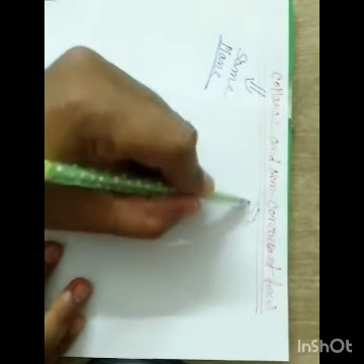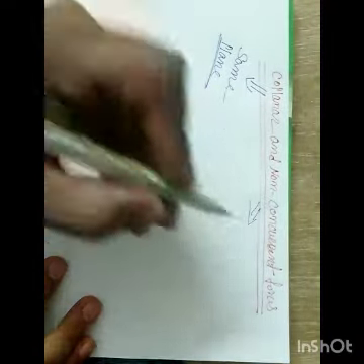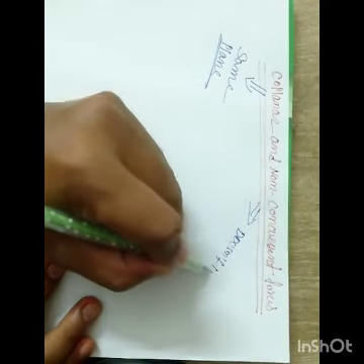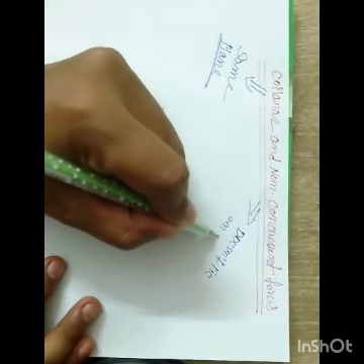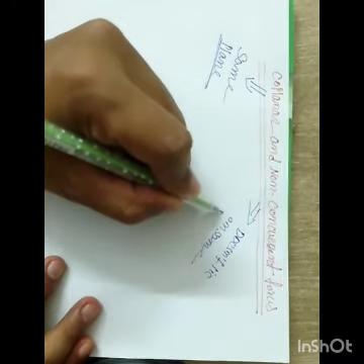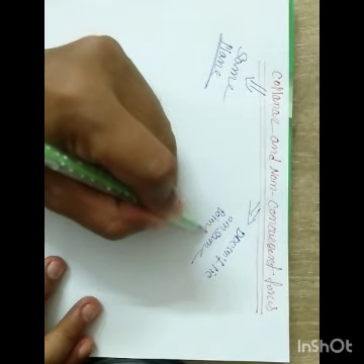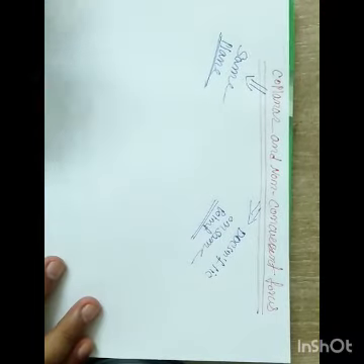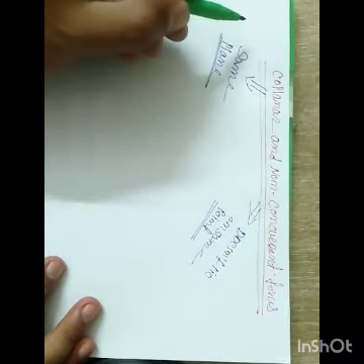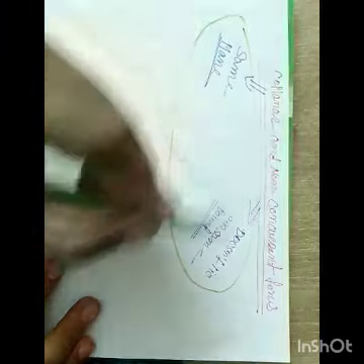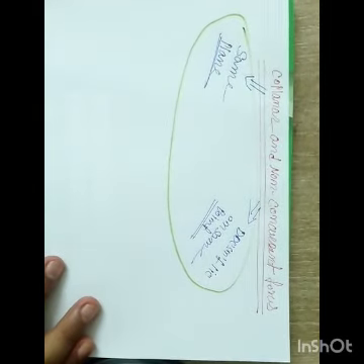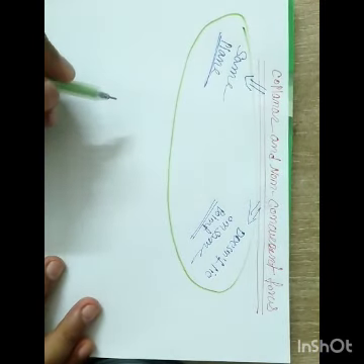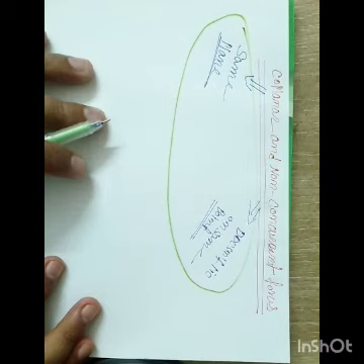The forces which are not on the same line, or you can say that do not lie on the same point. So coplanar and non-concurrent means the forces which are on the same plane but do not lie on the same point. Those forces are known as coplanar and non-concurrent forces. What are examples of coplanar and non-concurrent forces?